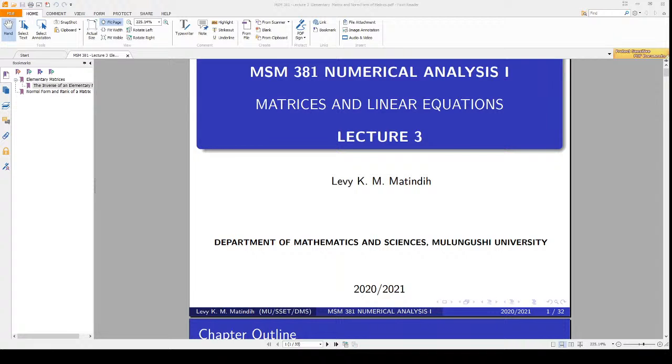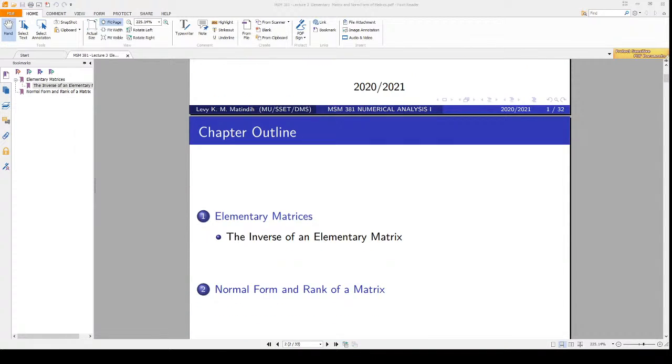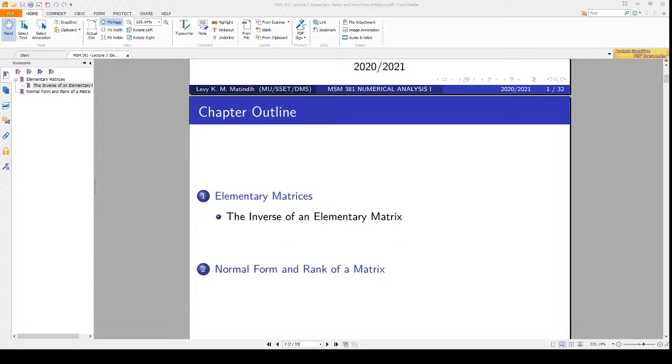In this part of the lecture, we are going to look at elementary matrices, some of their properties, and their application to finding the inverse of a matrix. We will also look at the normal form and the rank of a matrix. The way we'll be constructing the proofs is similar to the way you did it in linear algebra.